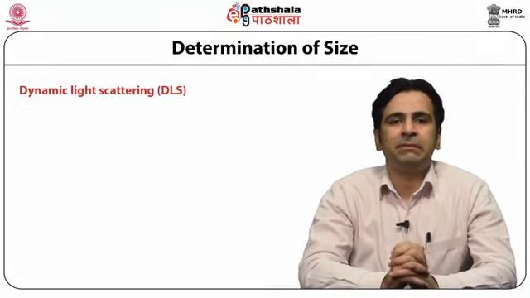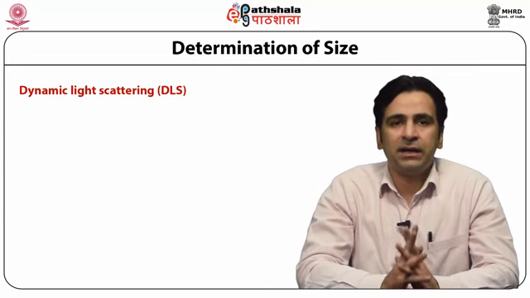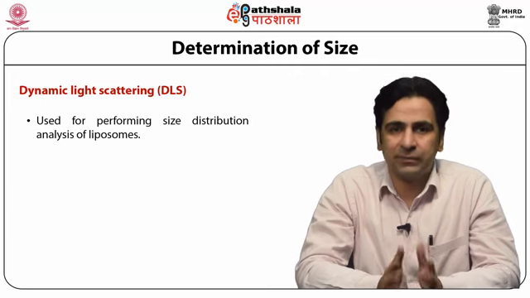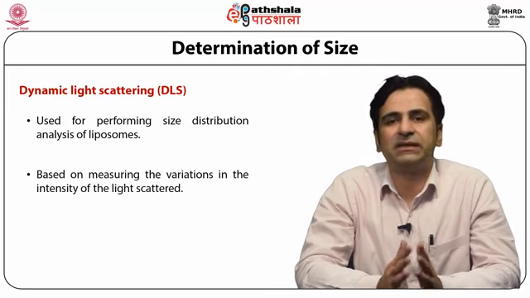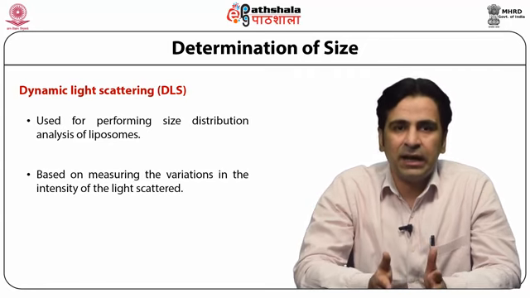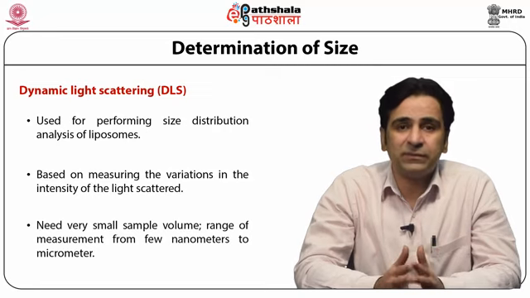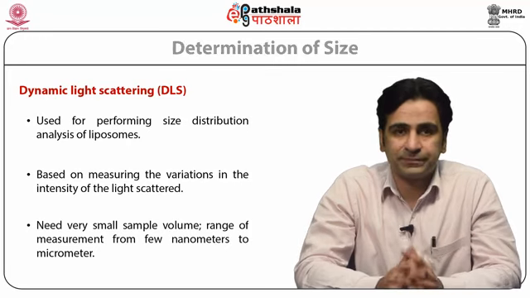Next is dynamic light scattering, abbreviated as DLS. It is used for performing size distribution analysis of liposomes. This technique is based on measuring the variations in the intensity of the light scattered, and it needs very small sample volume, and the range of measurement varies from a few nanometers to micrometers.